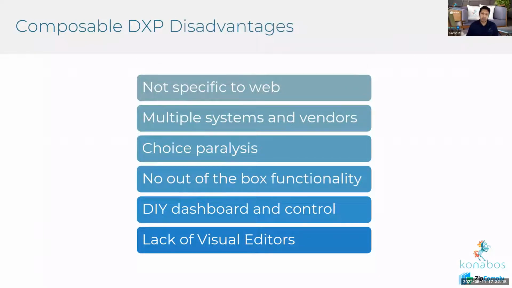So what are the disadvantages? The biggest one we found was that these systems are not web specific. I mentioned that omnichannel was an advantage, but equally that can be a disadvantage. Most of these systems are almost like you're throwing items into a bucket, and then you're relying on filtering and tags and facets in order to actually narrow those pieces of content down.